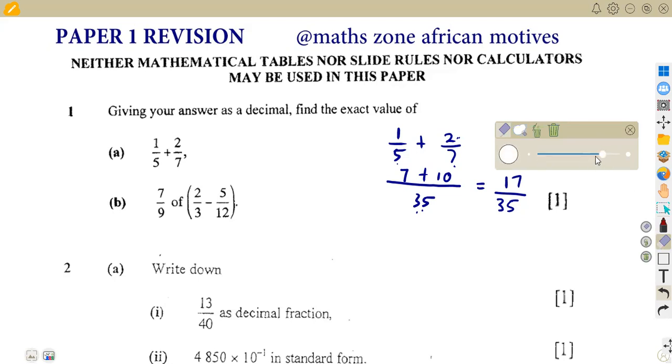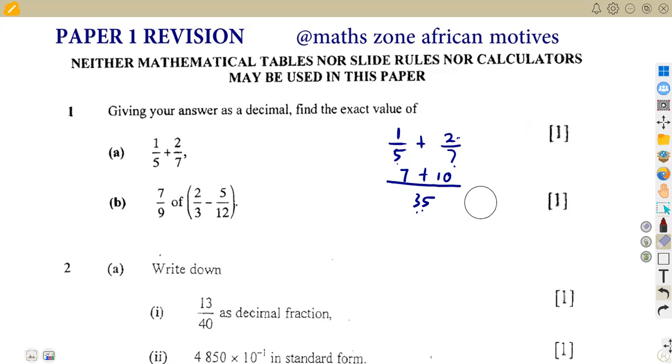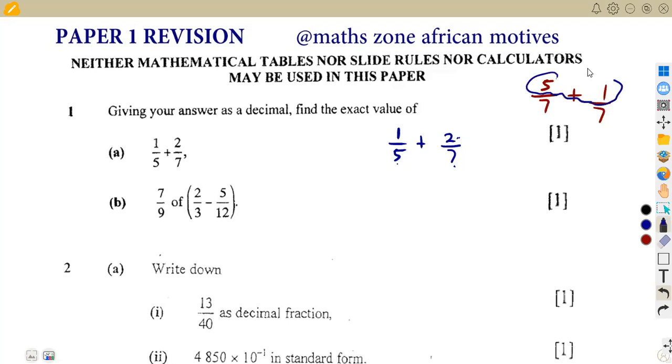What if I was just to make the denominators the same? We can just play around with this condition. Remember that if you are given maybe 5/7 plus 1/7, if the denominators are the same, we can simply combine our numerators together. We can simply add 5 plus 1, which is going to be 6 over what? 6/7. Is that so?